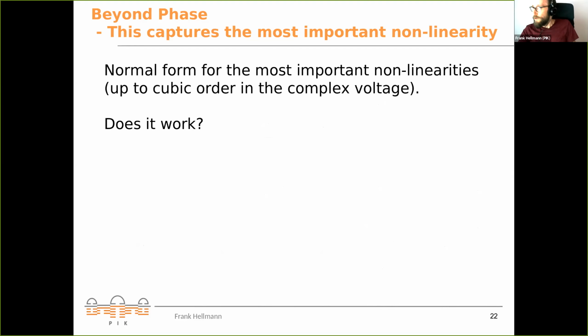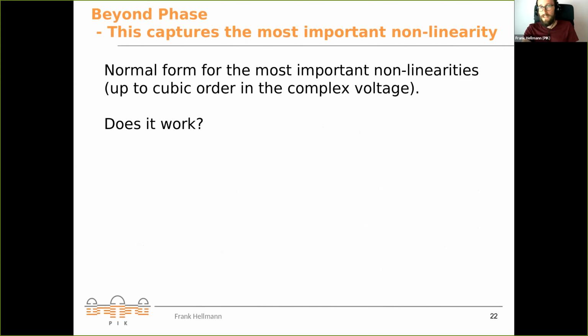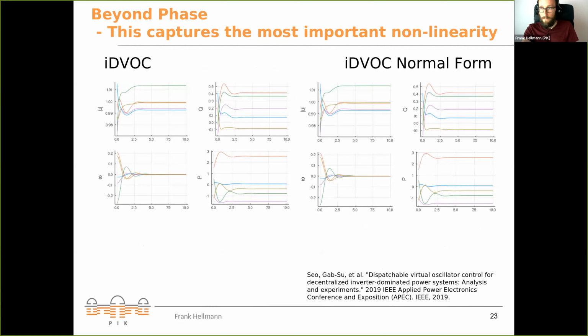Right. So does this work? My proposal is that by designing this right, this form here captures the most important nonlinearities. It's up to cubic in the voltage, and we have a nice parameterization with the functional form that we've chosen. I propose it captures the most important nonlinearities. Does it work? Well, so far our first experiments indicate that it works quite well, maybe even surprisingly well.